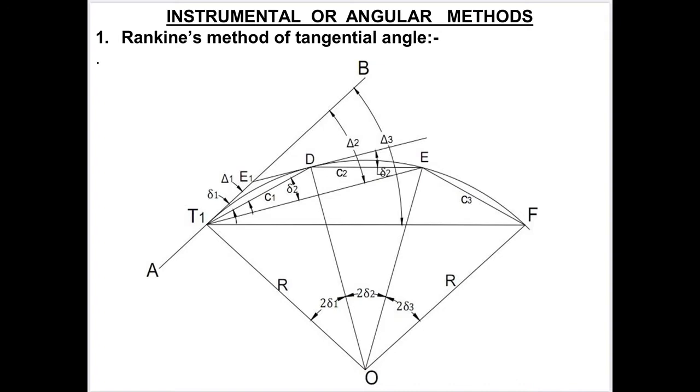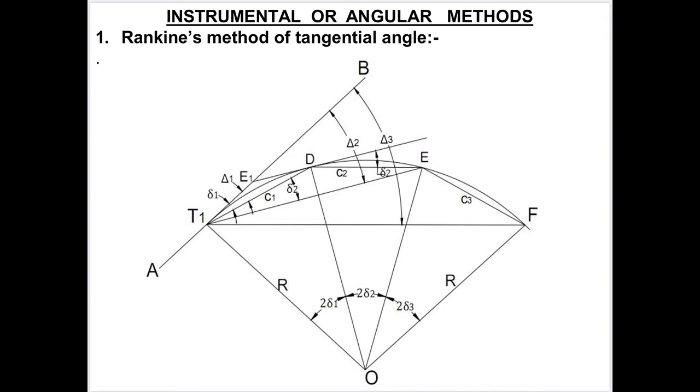In the figure, as you can see, we have a straight line AB. In this method, the curve is set out by using tangential angles. So let AB be the real tangent to the curve, T1, T2 tangent points. Be attentive and look at this figure only. From this figure, we will be finding out all the necessary data required. T1, T2 are the tangent points.